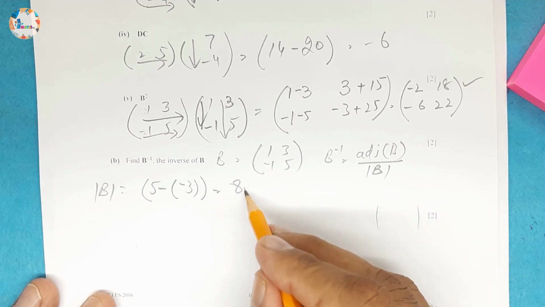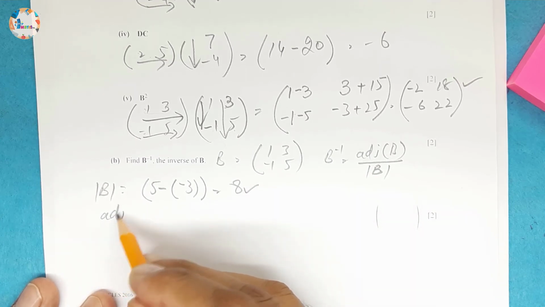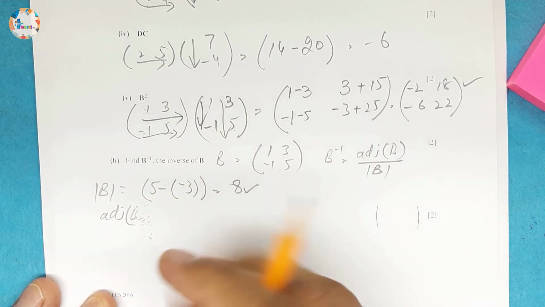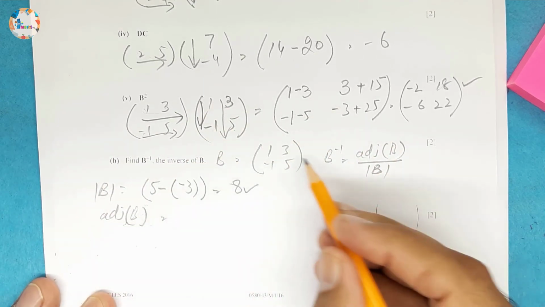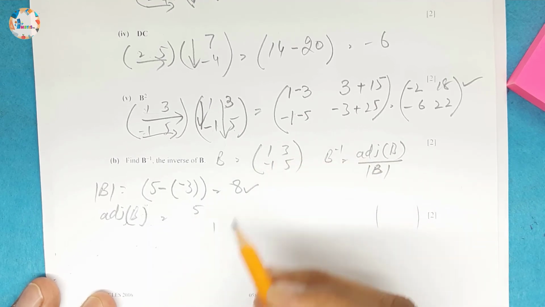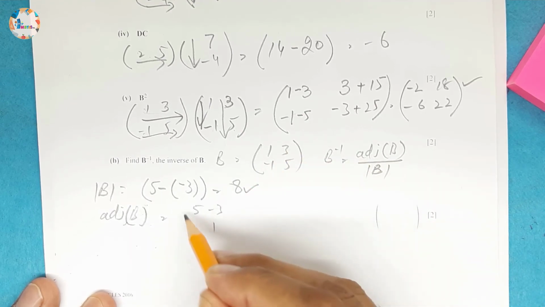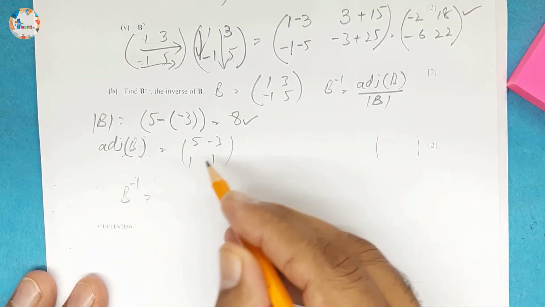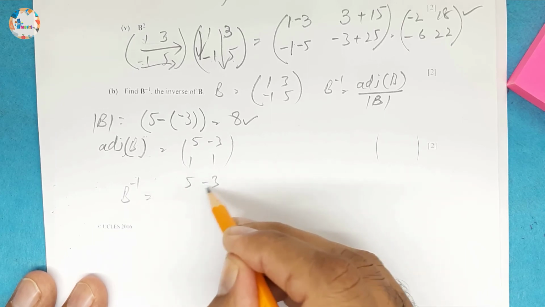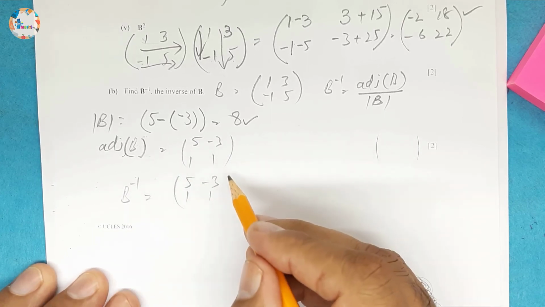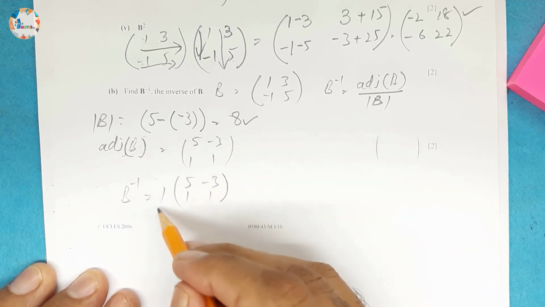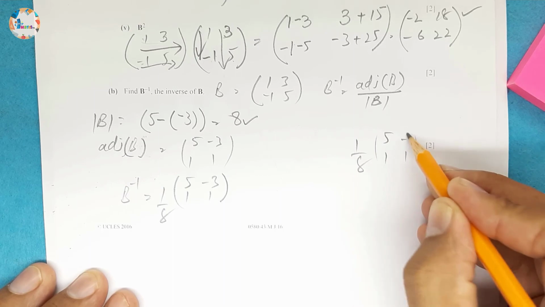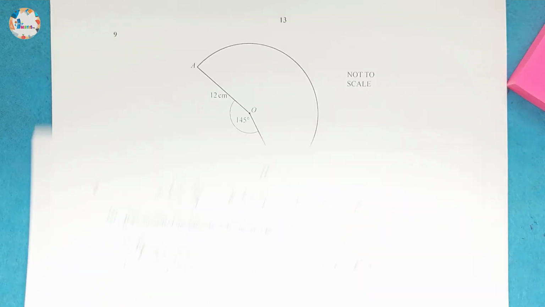Now B mod we have calculated as 8. Now we need adjoint of B. Adjoint of B will be equal to changing positions of this 5 and 1 and changing sign of this, so 1 and minus 3. This is our adjoint. So now we can write B inverse. B inverse will be equal to 5, minus 3, 1, 1, divided by 8. So the answer will be 1 by 8, 5, 1, 1, minus 3. That's all. This will be the answer.